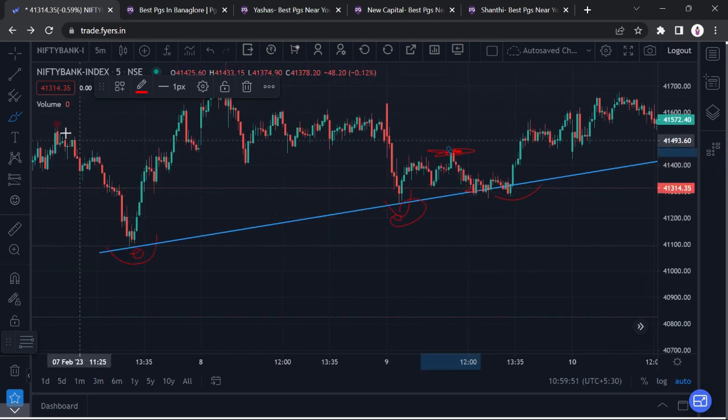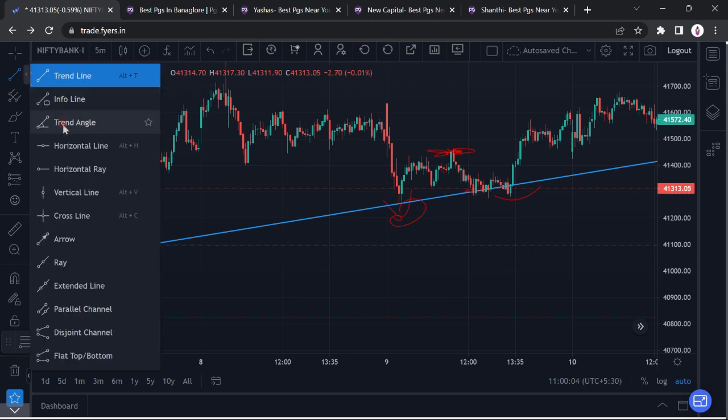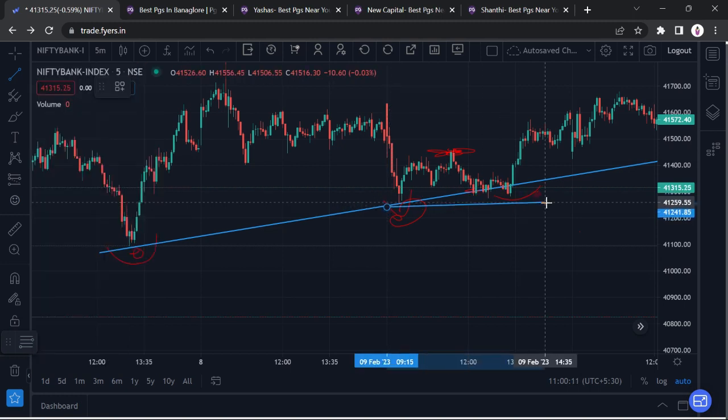Your target will be the swing below. What is the swing below this trade? This is the swing below this trade. This is the swing which is attached to the trend line. This is the swing below this trade. This is your target here, around here.